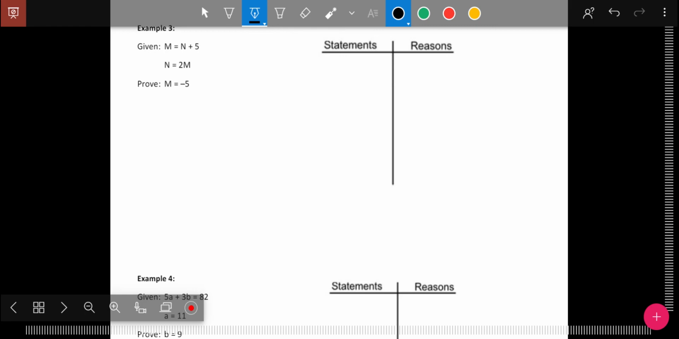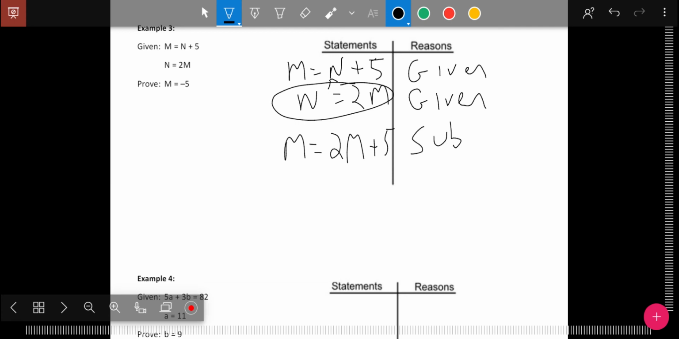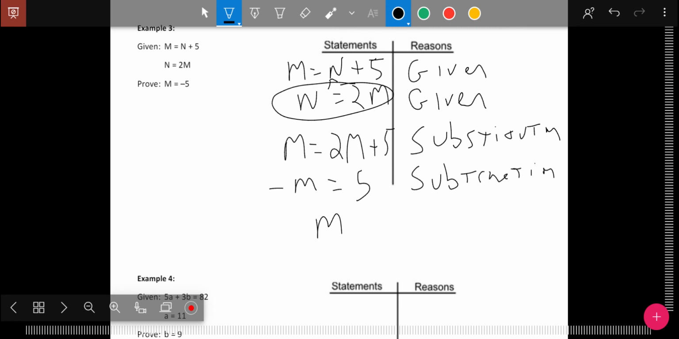All right. First thing I have here are 2 given statements, so let's write down both. m equals n plus 5, which is given, and n equals 2m, which is also given. Now I can plug in 2m for n. And so m equals 2m plus 5, which is called substitution. I subtract 2m from both sides. I get negative m equals 5 by subtraction. And then I divide by negative 1. I get m equals negative 5 by division.